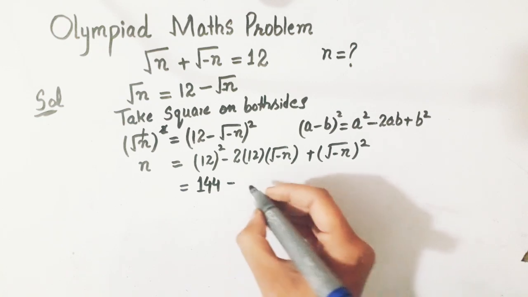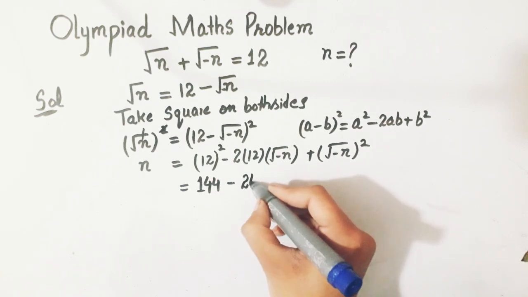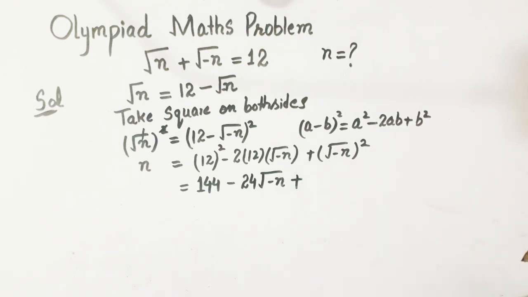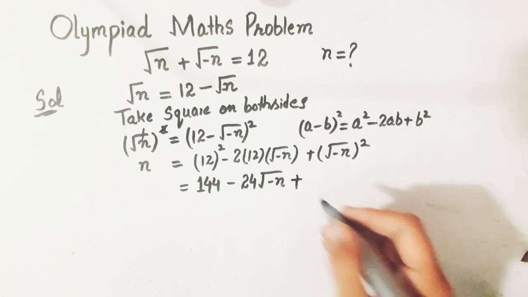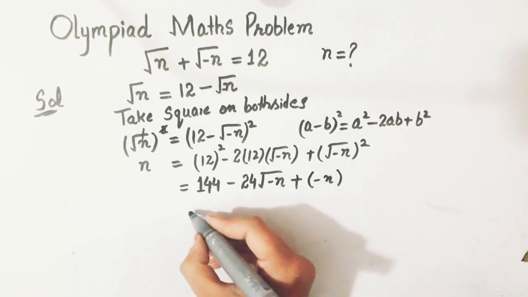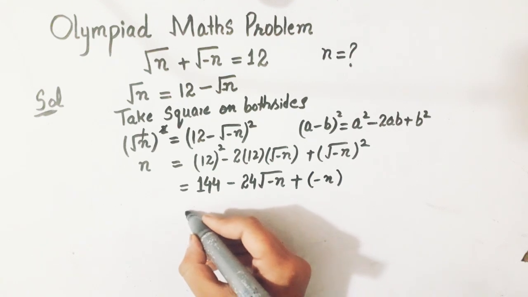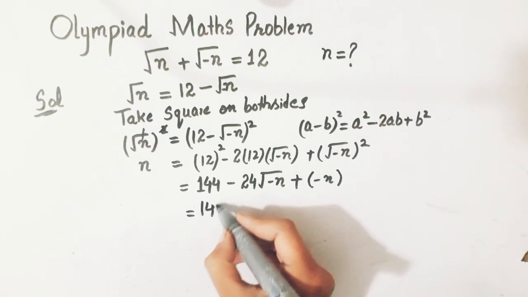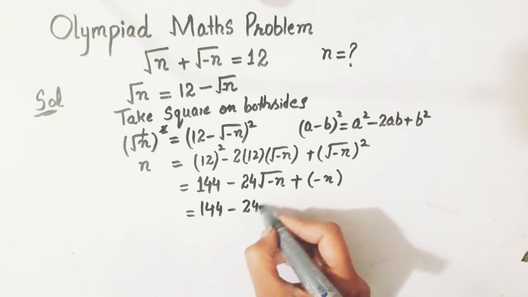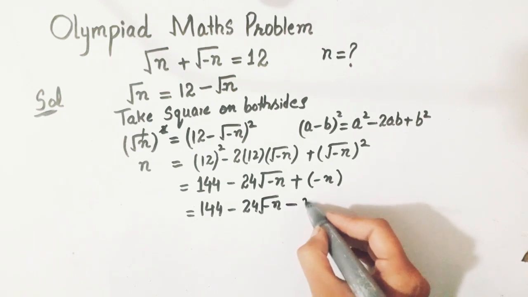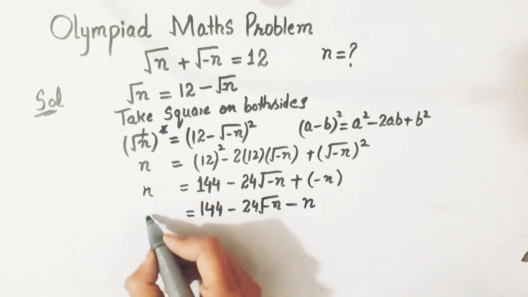minus 24 root of minus n and plus this square is cancelled out by this square root and we have minus n. Now we get 144 minus 24 root of minus n, then minus n equals n.